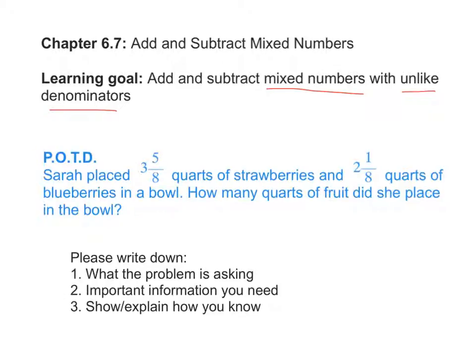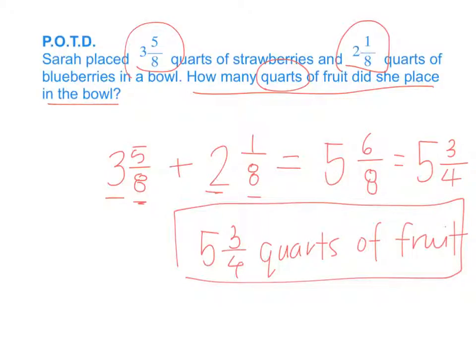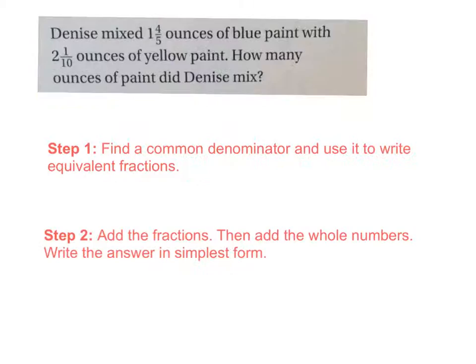But first, let's talk about the problem of the day. Okay, so it says Denise, she's painting her house, okay? And so she's mixing paint because she wants to make green paint to paint her house. And it says that Denise mixed 1 4/5 ounces of blue paint with 2 1/10 ounces of yellow paint. How many ounces of paint did Denise mix?